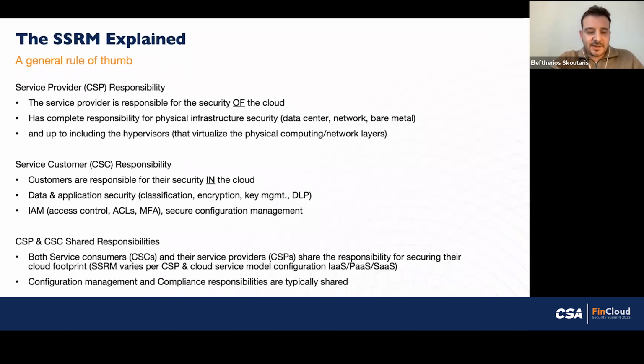So as a general rule of thumb, it is useful to have in mind that the service provider, for instance, here we take into account an IaaS provider, is responsible for managing the security of the cloud, while the customer, which in this case could be a SaaS provider, a SaaS customer, or a customer to a SaaS provider, would be responsible for securing what is in the cloud.